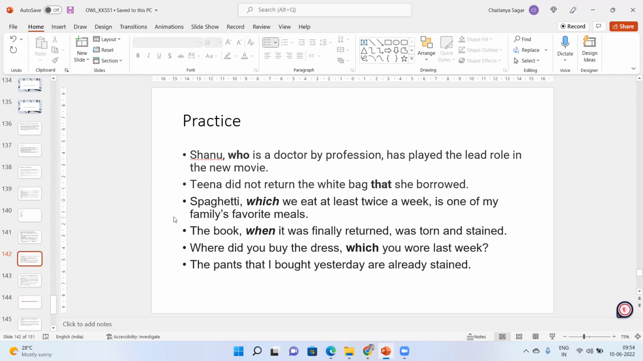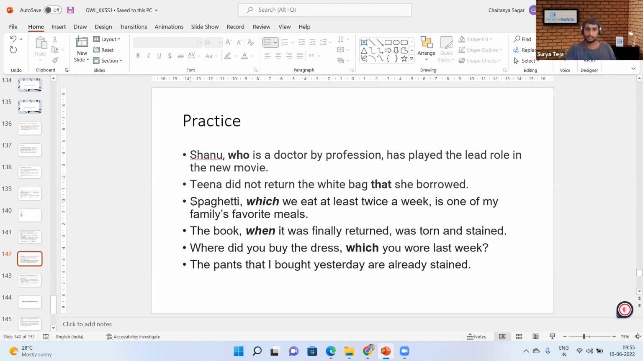Sounds correct. Okay. So actually, that is true. Spaghetti, which we eat at least twice a week. If you see, which is referring to spaghetti, which is a thing. That's why we have used which. And because it is non-essential information, if we just remove which we eat at least twice a week, is it really necessary to mention that I eat it twice a week, or 2, 3 or 4 times a week? How is it adding any value to the sentence?